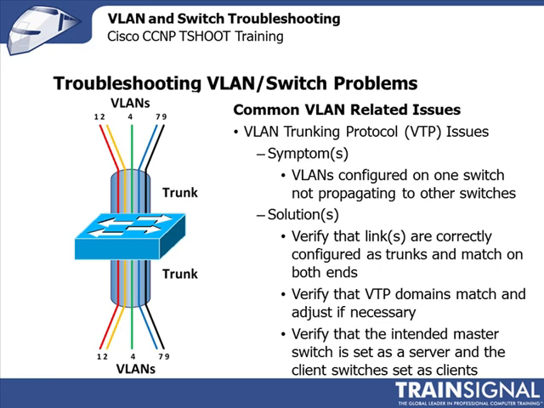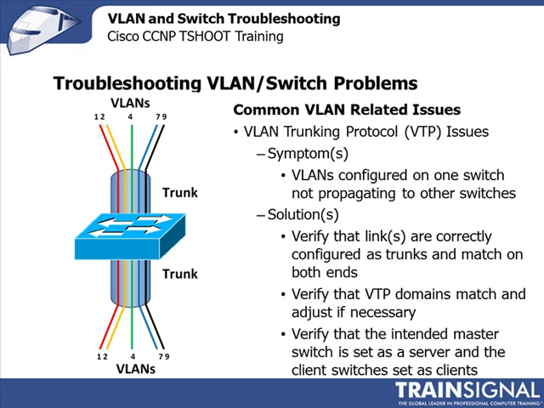VTP issues. There can be a lot of issues with VTP, but typically the symptom is that VLANs are not propagating from servers to clients the way that they should be. The first thing you need to make sure is that the links on both sides between the client and the server are configured as a trunk. If it's not configured as a trunk, VTP is not going to work because it only goes across trunk links. So check that first. Make sure the type of trunking matches as well.